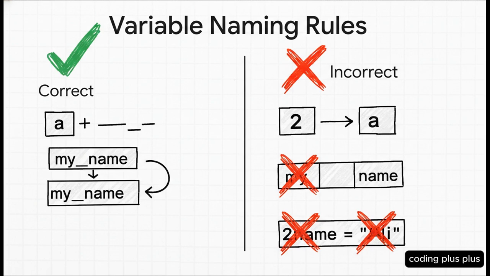Also, no spaces are allowed. If you have two words, you just connect them with an underscore. And here's a really important one. Names are case-sensitive. So a lowercase h and an uppercase H are seen by Python as two completely different boxes.